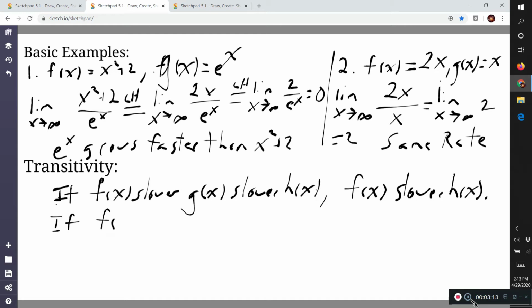Now, we could also use it for growing at the same rate. If f of x grows at the same rate, that's what that symbol means, as g of x, which grows at the same rate as h of x, we can be guaranteed that f of x and h of x grow at the same rate.